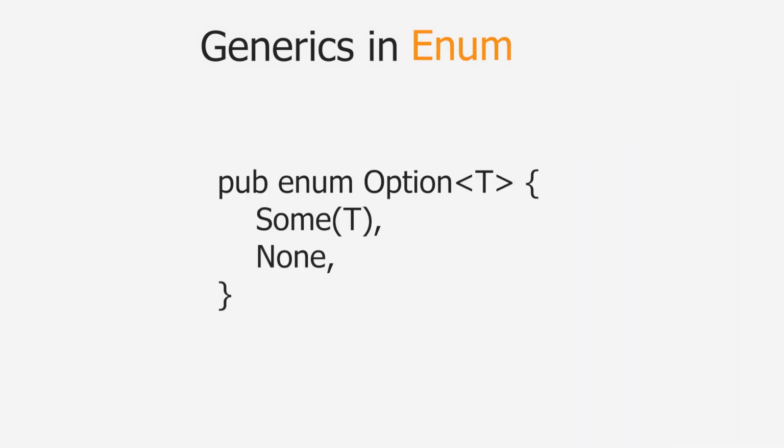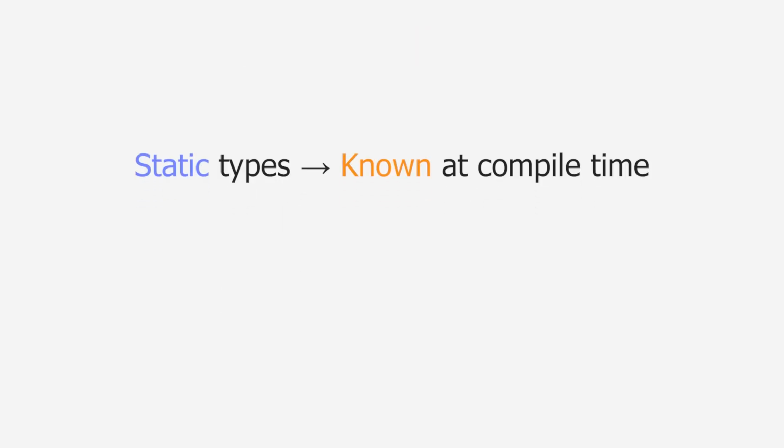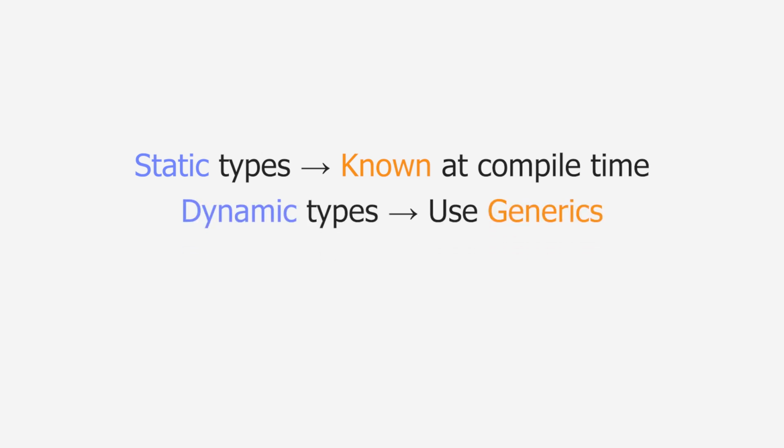Do you remember the Option enum from our earlier videos? This was the implementation. Does it make sense now? This T inside angular bracket is for generic. This means the enum holds some value, and this value can be of any type without any condition. Same goes for the Result enum, except there are two generic types. T is what you get when successful and E is what you get when failed. In Rust, types must usually be known at compile time, and for types we don't know, we use generics.